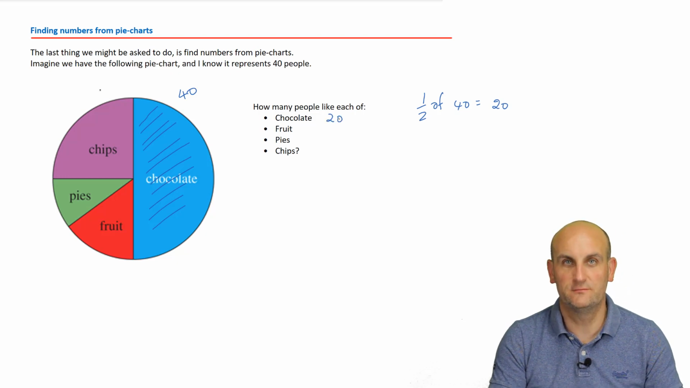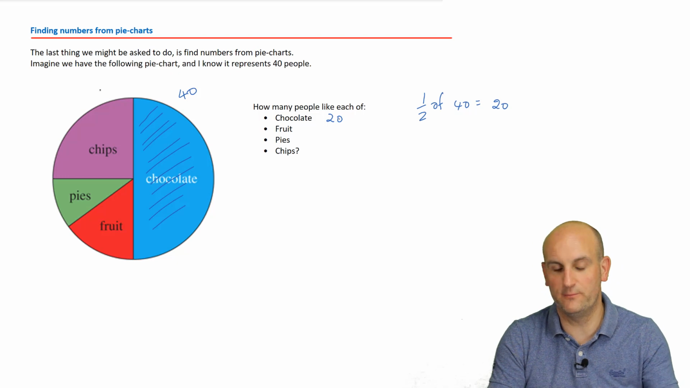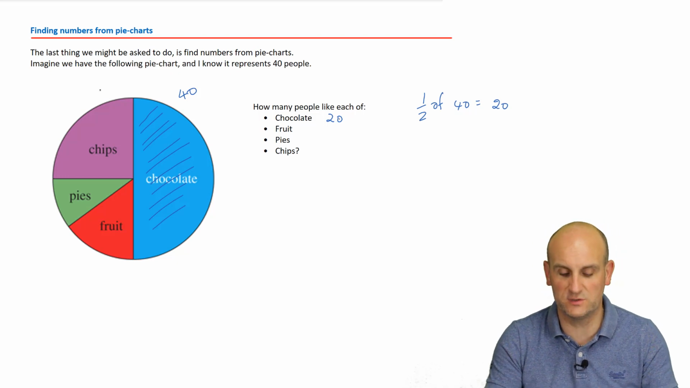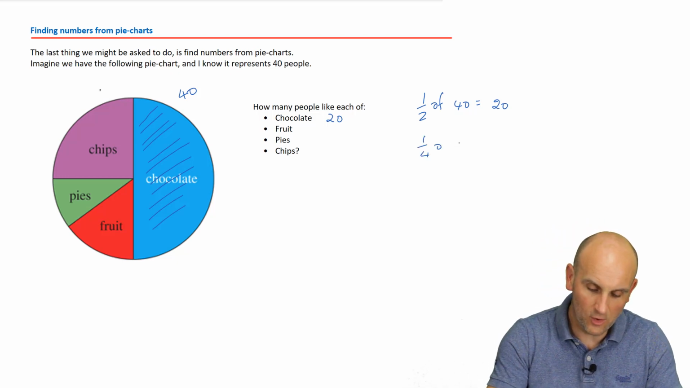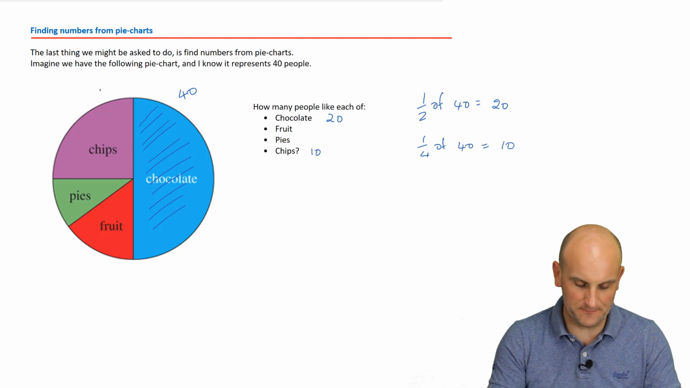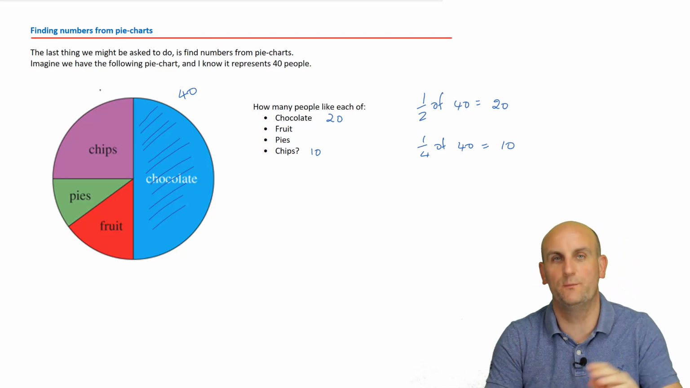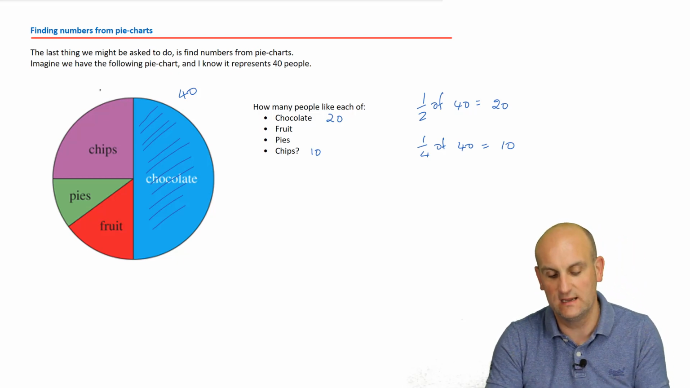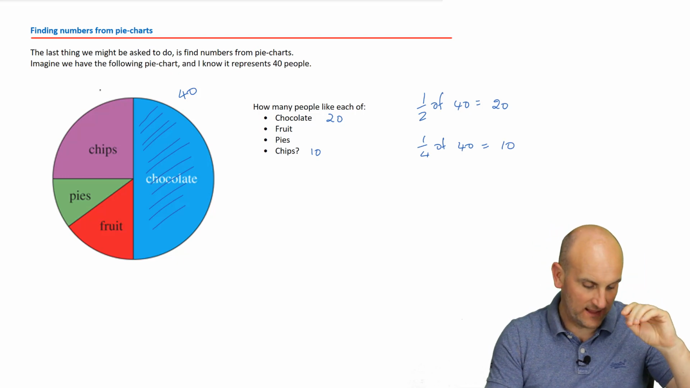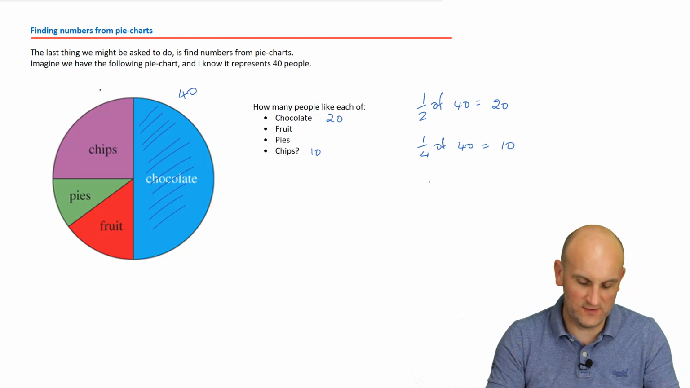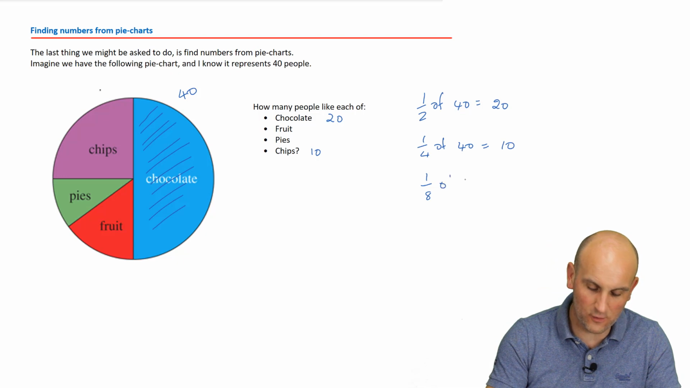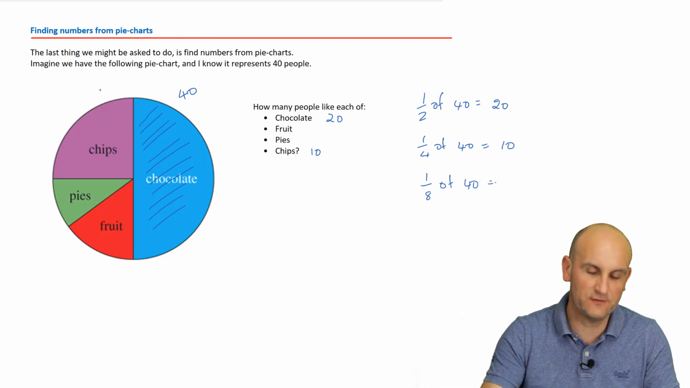What about chips? Well, a quarter of the people like chips. Well, what's a quarter of 40? Well, a quarter of 40 is 10. So 10 people like chips. Now, pies and fruit looks roughly the same, and we'll pretend they are. So what we now say is, whoa, what's that? That would be 1/8 of each person, 1/8 of 40 must like fruit and pies.